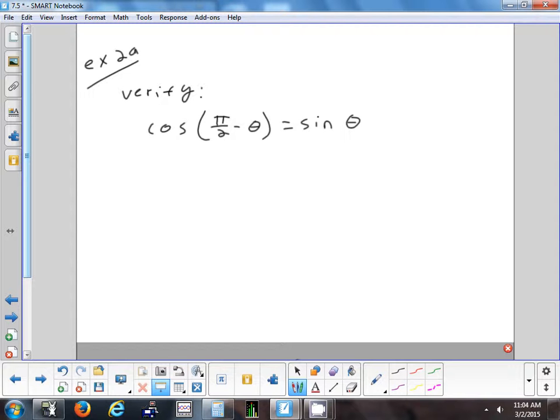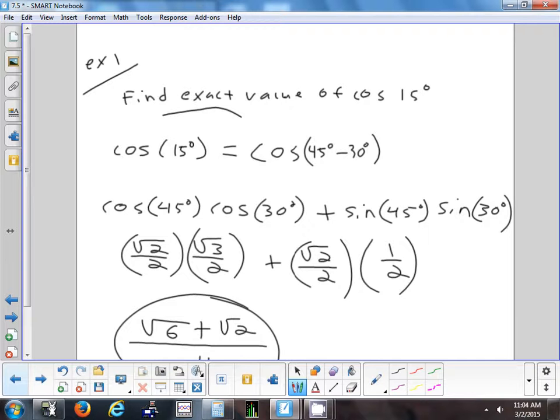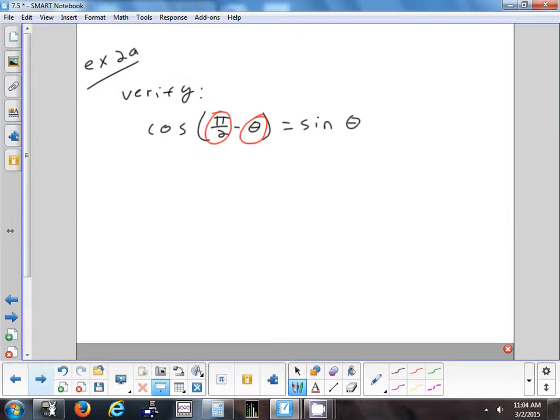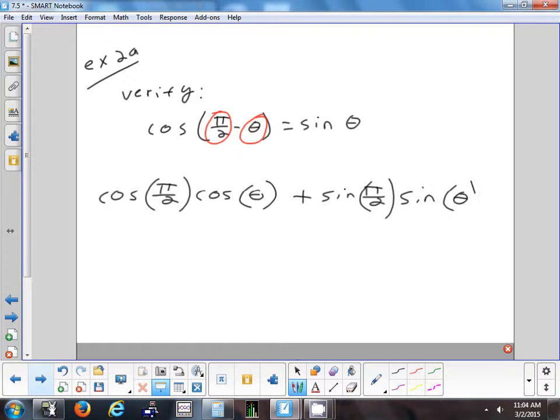On the left, we have a cosine difference. So we're going to do out our formula. Let that be alpha. Let that be beta. And let's see what we get. So it's the cosine of each angle plus the sine of each angle. Cosine pi over 2, cosine theta, plus, and now the sine of each angle. Sine pi over 2, sine theta.